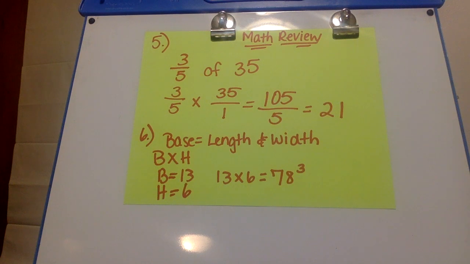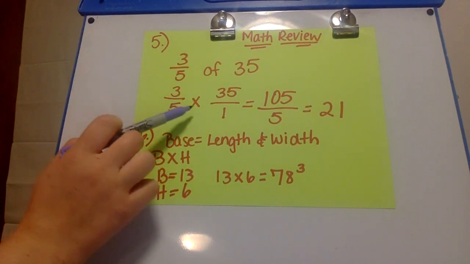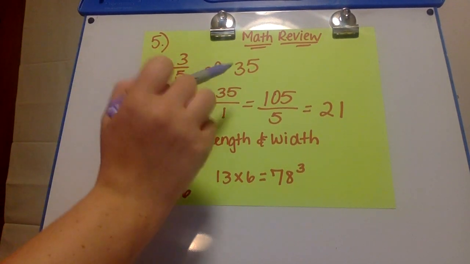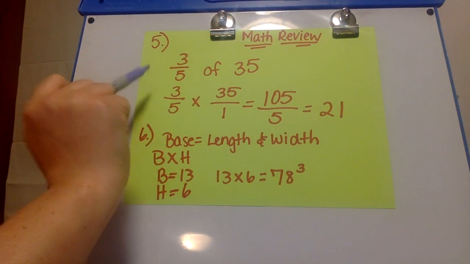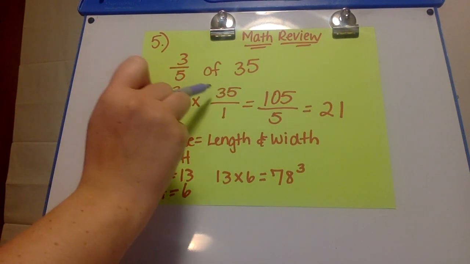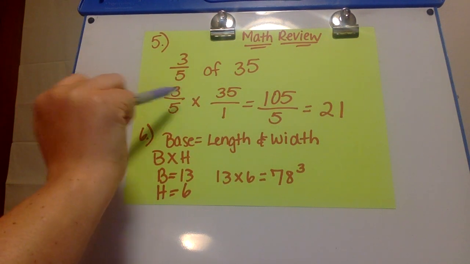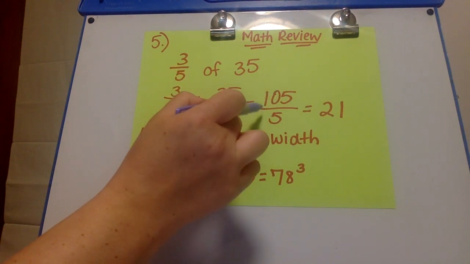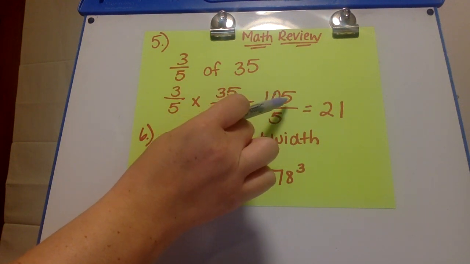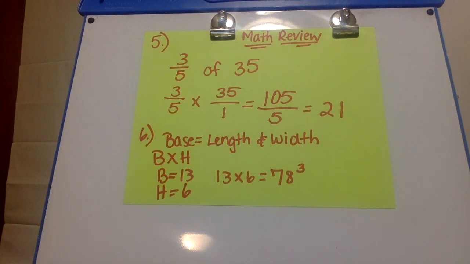Okay, so we have 3/5 of 35. 3/5 of 35. So that is telling us to multiply. Anytime we have a whole number, we're going to put it over 1. So we will multiply 3 by 35, and you should get 105. And then you multiply the denominators. 5 times 1 equals 5. And then you divide. 5 goes into 105 21 times, and your answer is 21.